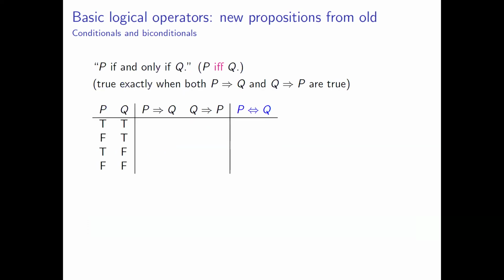We now turn to biconditional sentences. Recall that the biconditional sentence P if and only if Q is true exactly when the conditionals if P then Q and if Q then P are both true.